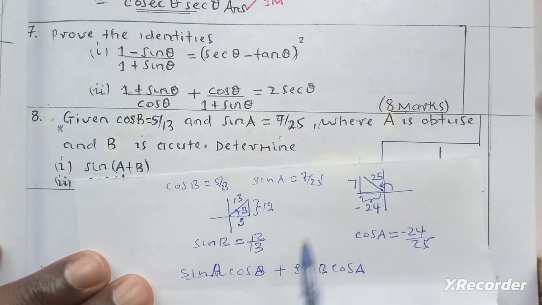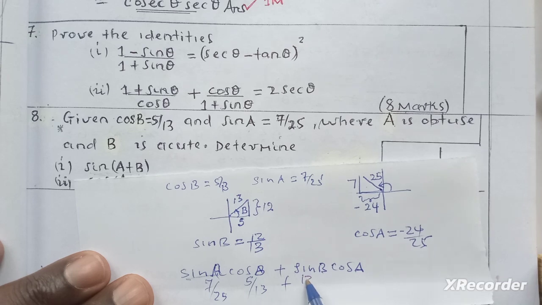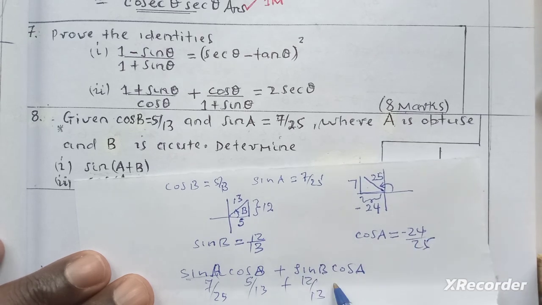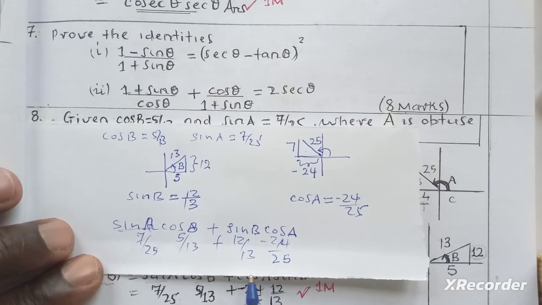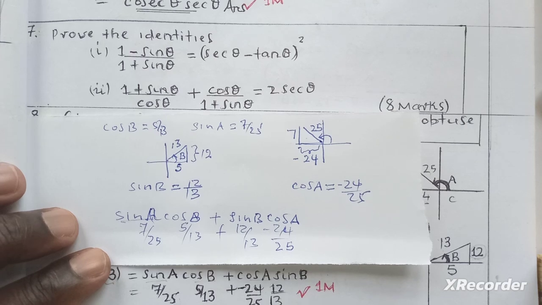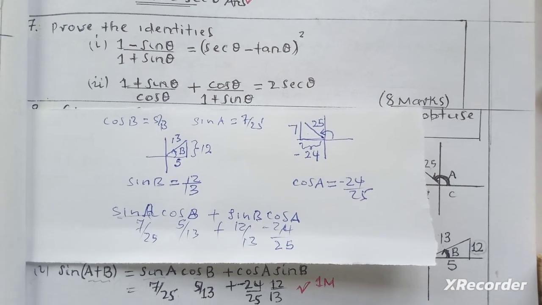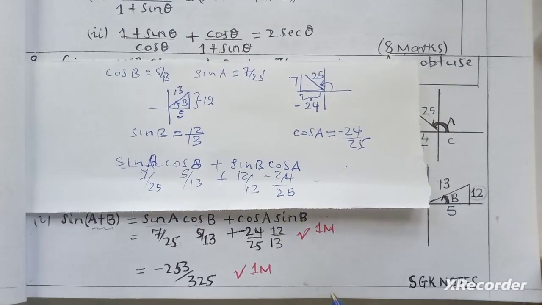We have sine A, which is 7 over 25. We have cos B, which is 5 over 13, plus sine B, we have it as 12 over 13, and cos A, we have it as negative 24 all over 25. And this is what we are getting from here. These are our values. So when we work out this problem, we will get our answer as shown, that is 253 all over 325.